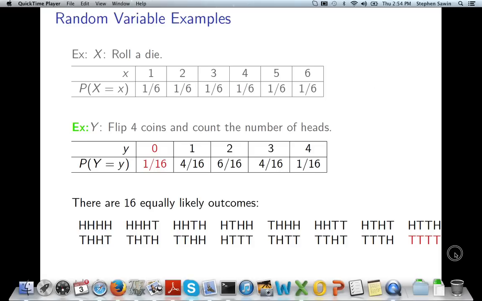And now when I ask what's the probability that we get zero heads, I just have to go through and count up how many of these possibilities have zero heads in them. There's only one. The only way to get zero heads is to flip four tails. So the probability of zero is 1 divided by 16, the one way divided by the 16 possibilities. Pause the tape here and work out the others and make sure you're getting the same thing as me, as a check that you're following.